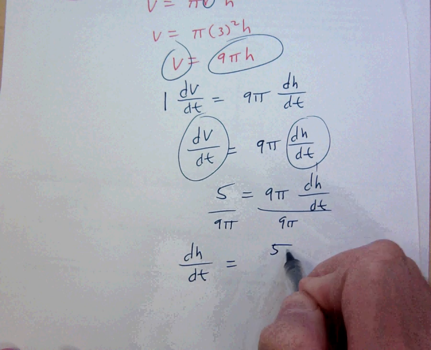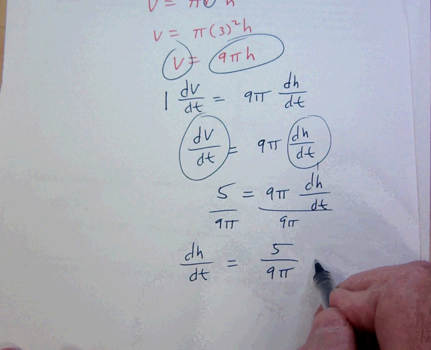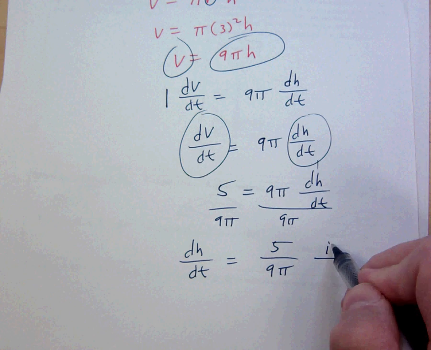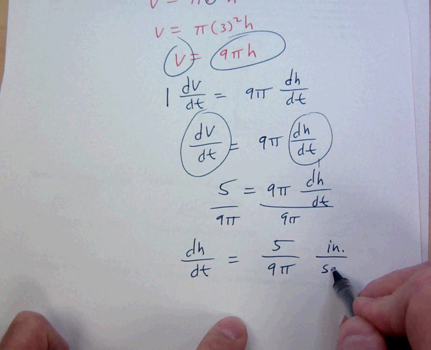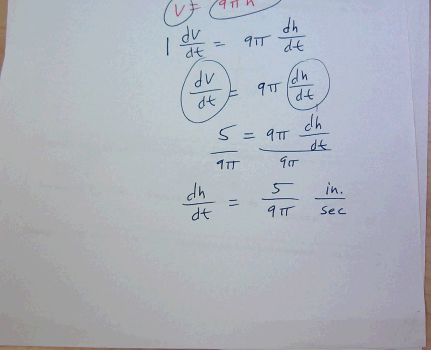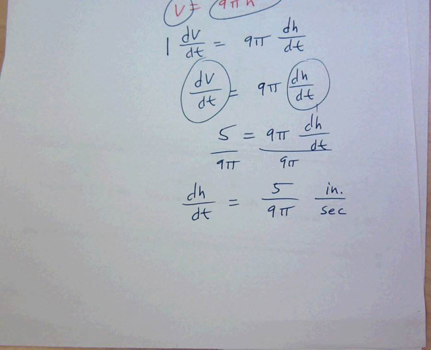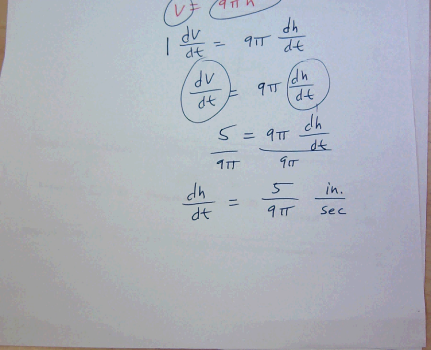Now, what are the units? Well, what would be the units on h? Inches, is that right? And what are the units on t? Seconds. So dh/dt is changing at that rate. And by the way, what does it mean that it turned out to be a positive rate? That means h is increasing, which it is, isn't it?